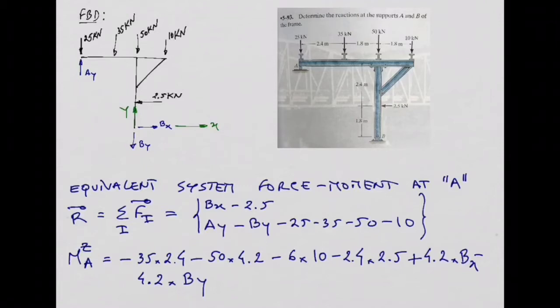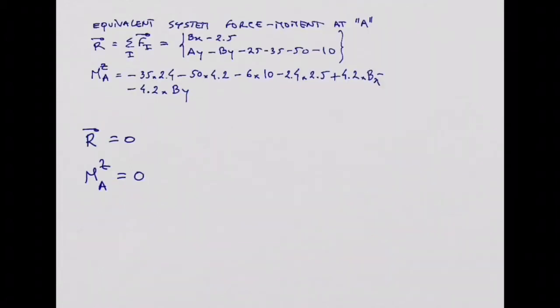It's clear now, right? Okay. All right, so these are the equilibrium equations. Because the resultant of the forces is a vector, the x component of the vector needs to be equal to 0. So we can write here Bx minus 2.5 equal to 0.